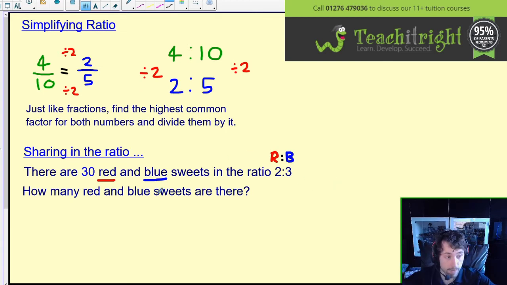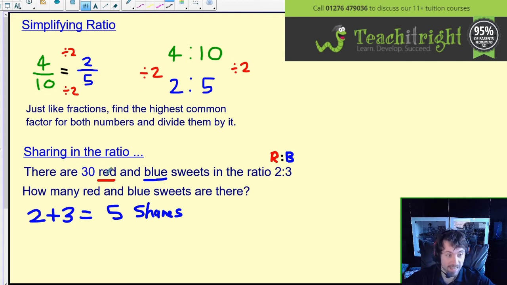So the order in the passage matters, and really my first step always is just to label my ratio. So red comes first, then there's some number of red and some number of blue, but red comes first and blue comes second. So I label it. The next thing I do, because this is how we're going to split it into shares, is we work out our total number. So we're going to add the 2 and the 3 together to work out that we're going to be dealing with 5 shares. That's how many pieces we're going to split our 30 into.